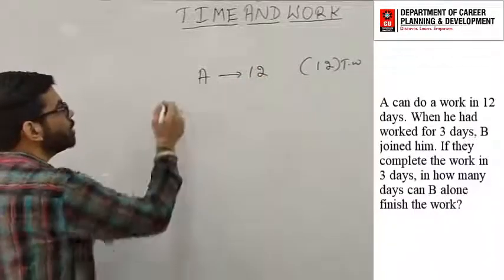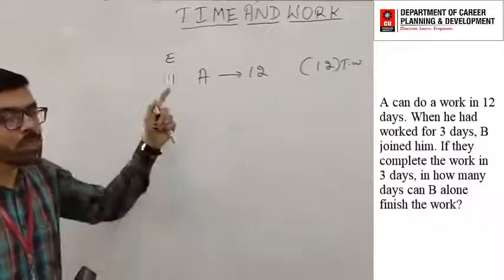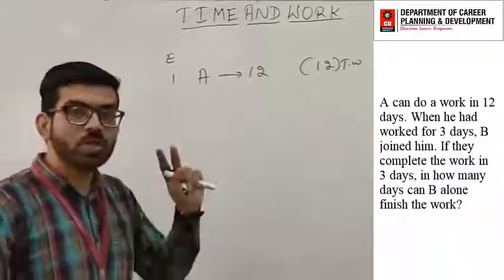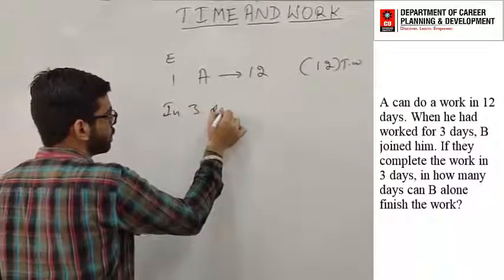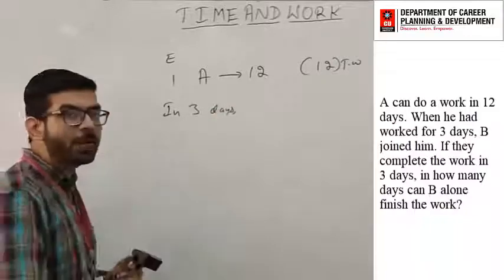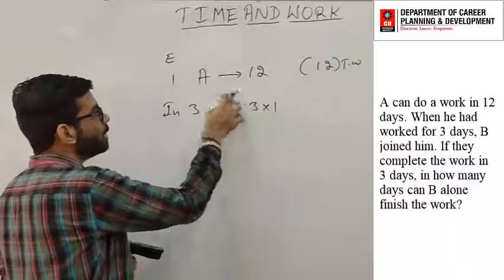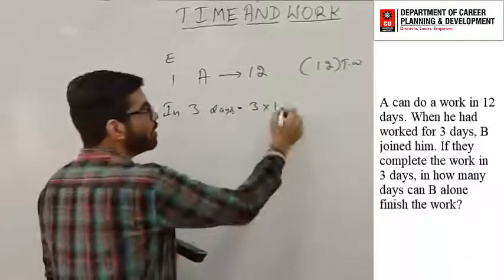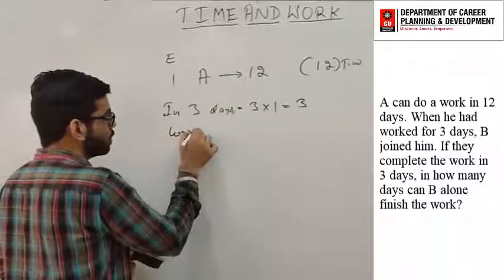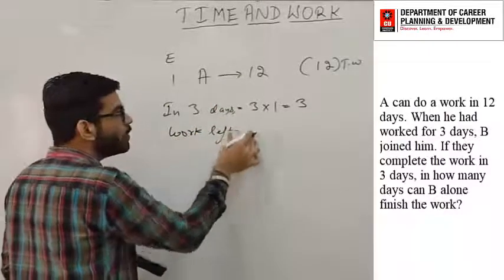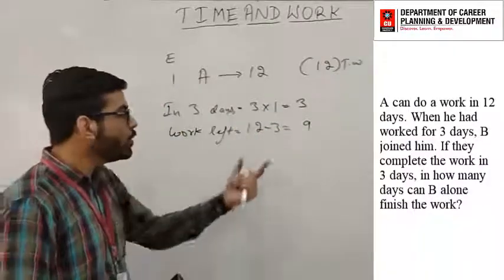So the efficiency of A comes out to be 1. Now as per the question, A has worked for 3 days. So in 3 days, A will complete 3 units of work, that is, 3 days multiplied by the efficiency of A, which is 1. So how much work is left? Work left will be 12 minus 3, which is 9 units.